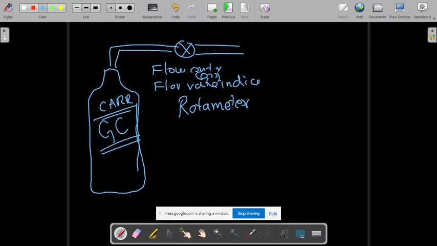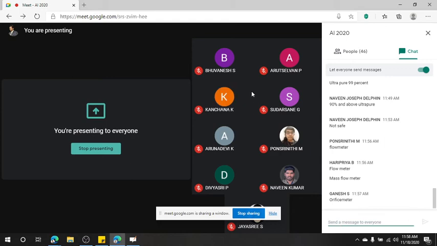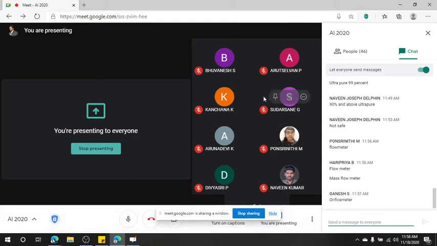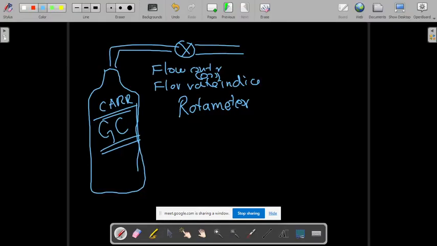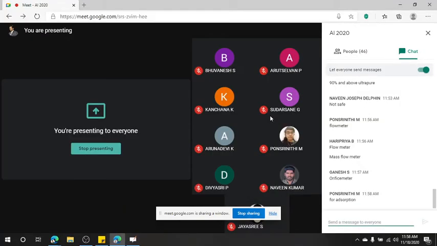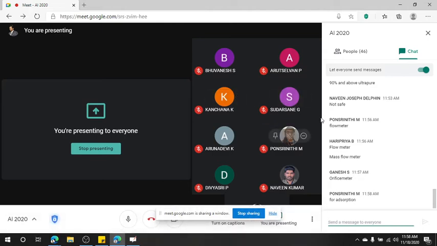Okay, why do we have to control the flow rate of your gas? That's my next question. Why do we have to control the flow rate? Actually, I have addressed the question in the last class itself. What is the necessity to control the flow rate of a carrier gas? Okay, for adsorption. Okay, can you be more precise? Of course, the entire column is going to be done for adsorption only. What happens if the flow rate is increased?